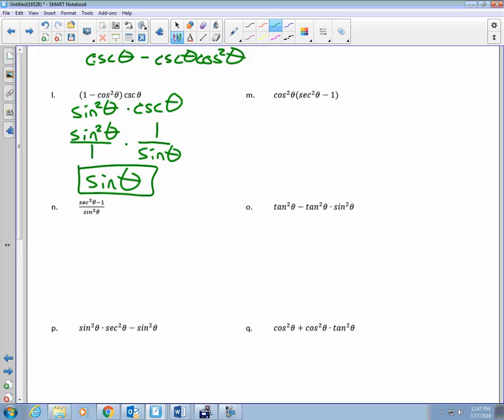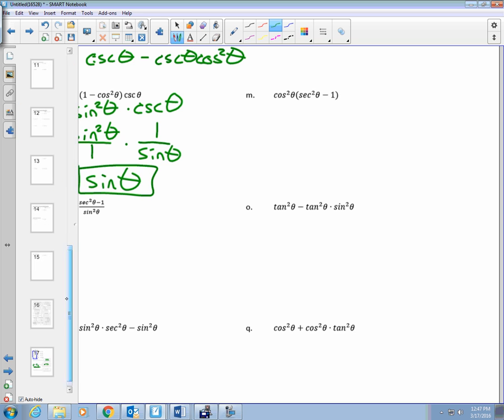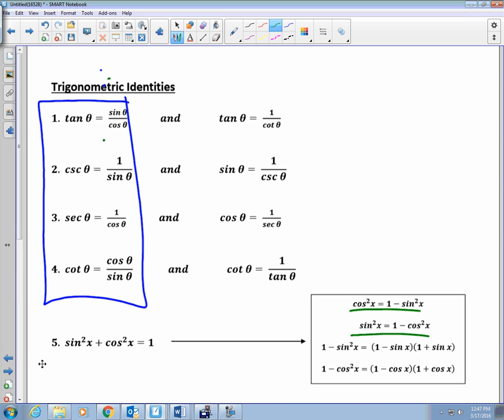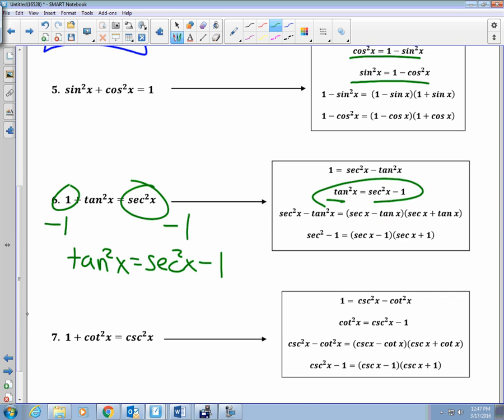Oh no. The next one looks really bad. But it's a secant squared and a 1. That triggers something in my brain. I remember something says secant squared and 1. Hey, it's formula number 6. Secant squared and 1. In fact, if you subtract the 1 from both sides, you get tangent squared is secant squared minus 1. Look at that. That is useful for substitution.